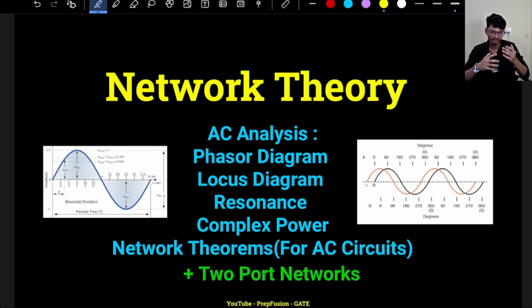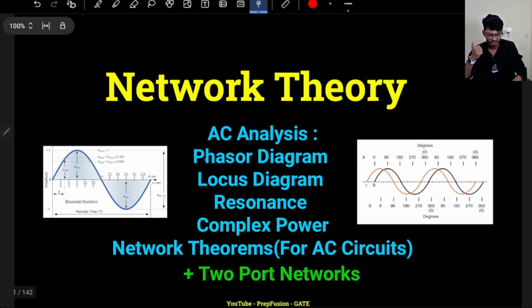I hope you already know that we have a playlist on network theory. You can go to that playlist and watch all the lectures. We will cover AC analysis, inside that we have phasor diagram, Lucas diagram, resonance, complex power and network theorems for AC circuits. We have learned them for DC circuits, now we will learn them for AC circuits. Also we will cover the two-port networks, which will come at the end.